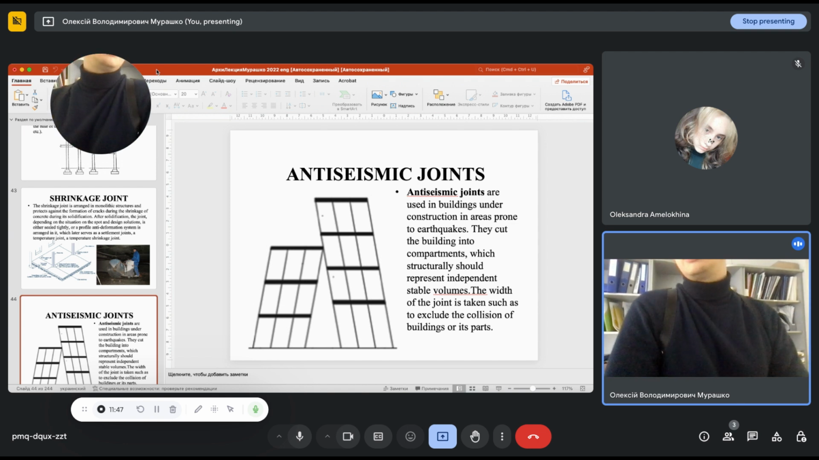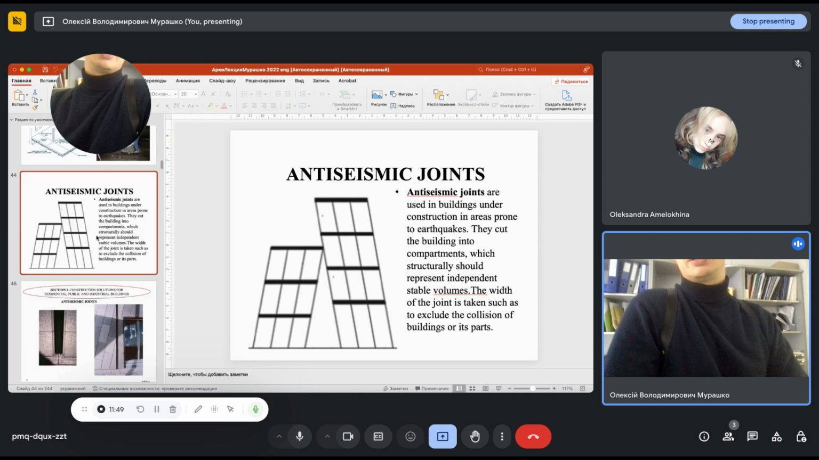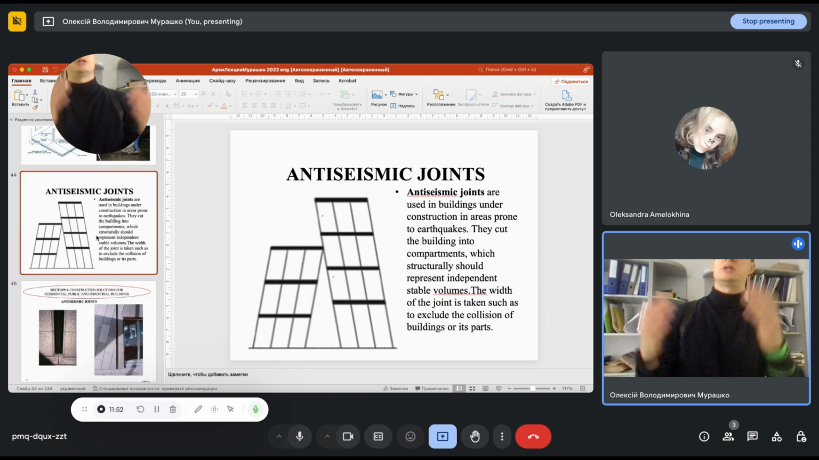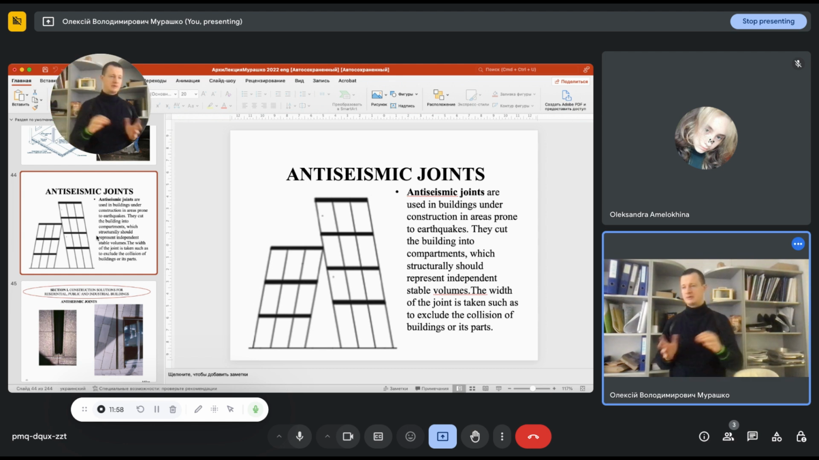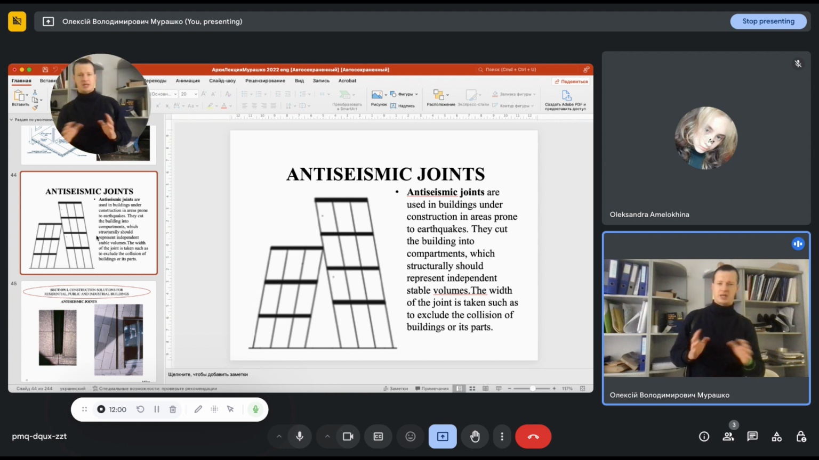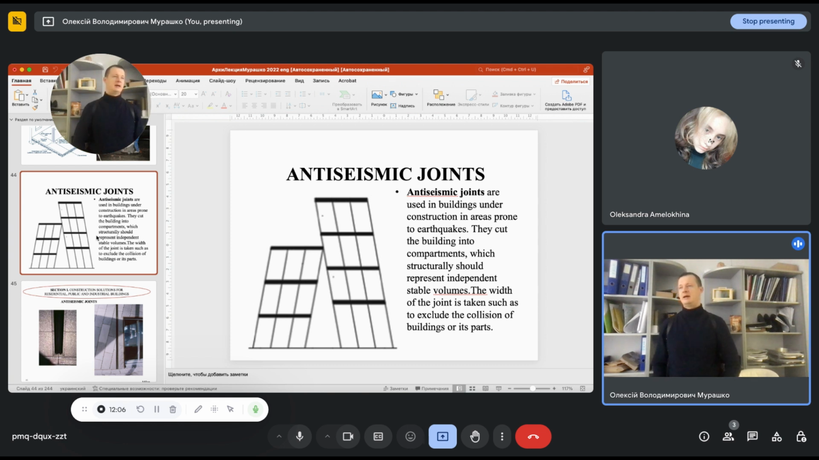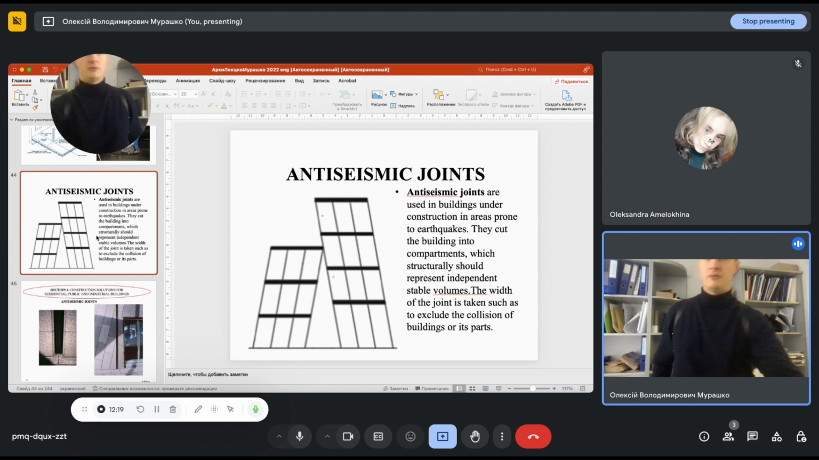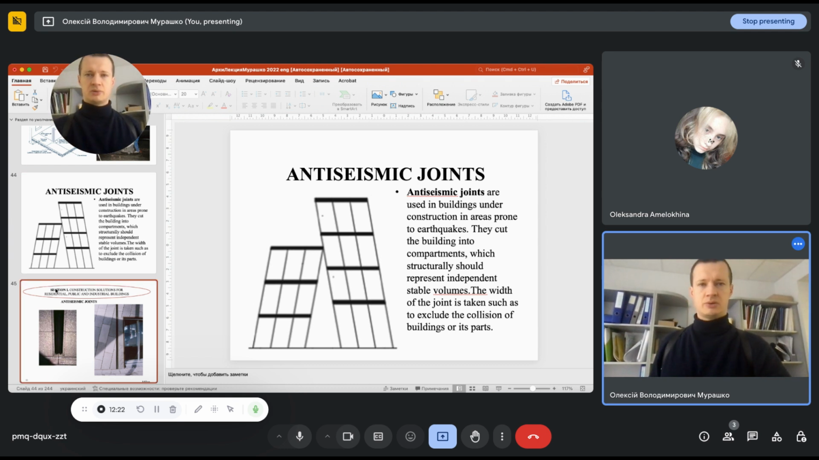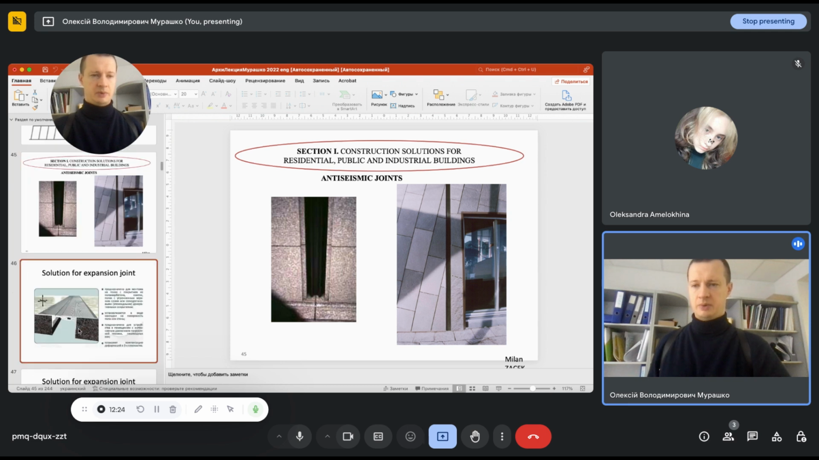And here is the main difference between anti-seismic joints and other kinds of joints. Thermal joints are for horizontal and also vertical deformation during changes of temperature. Settlement joints protect the building from uneven deformations. And anti-seismic joints protect buildings from the pounding effect between various parts of the building or between various buildings.